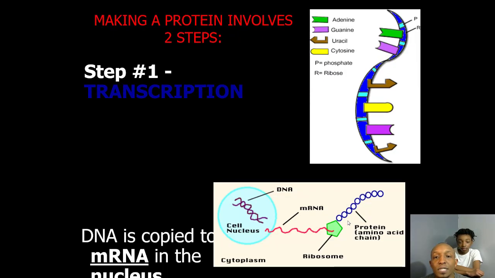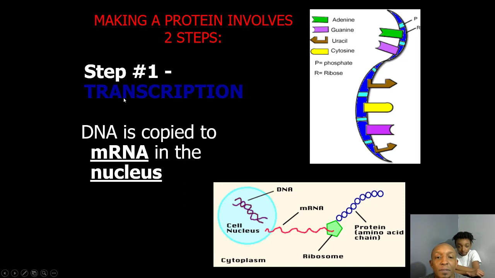So there are two steps for making a protein. Step number one is transcription, and that's when DNA is copied by mRNA in the nucleus. So if you take a look right here, here's our DNA strand with this double helix, and here it's located in this cell nucleus. And then mRNA makes a copy of that DNA strand in transcription, and takes it to the ribosome.